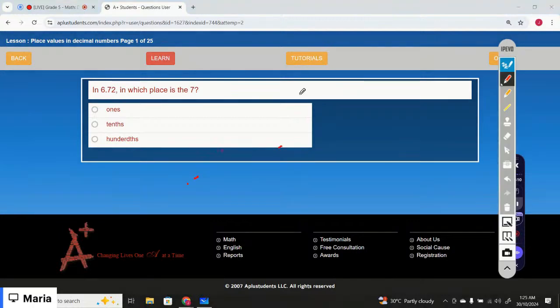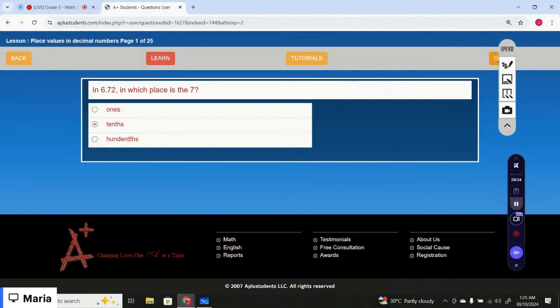Let's make a place value chart. 1, 10th, 100th. So that is 6.72. 7 is at the 10th position. The correct option is 10th. Option number 2 is the correct option.